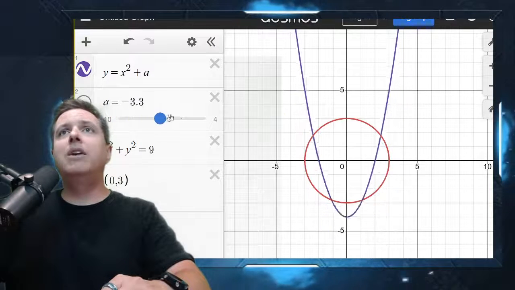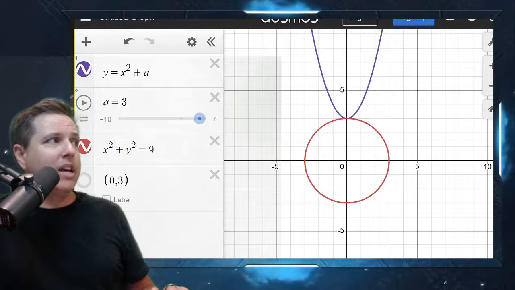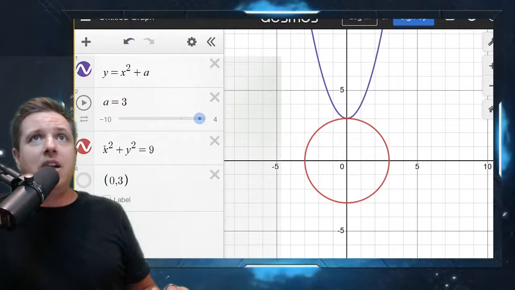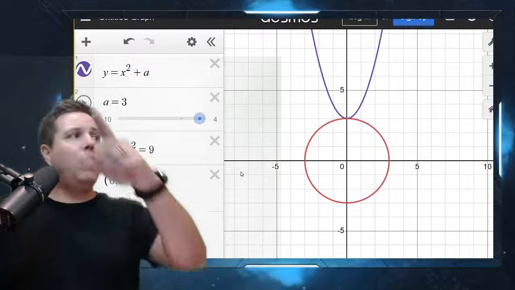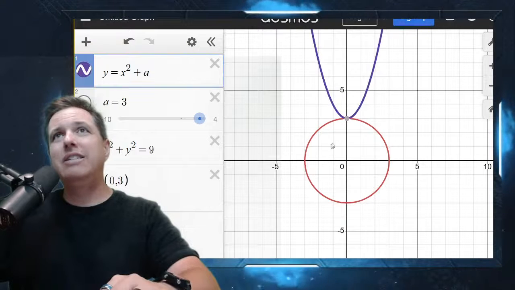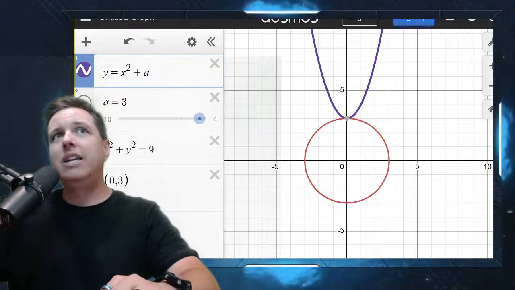So let's go back and we're going to solve this one right here. This is effectively y equals x squared plus 3, because my a value is set equal to 3. And then we've got this circle down here. Now, we can tell by looking at this graph, we think we know what this intersection point is. It sure looks like it's going to be 0, 3, huh? Yeah, it is.